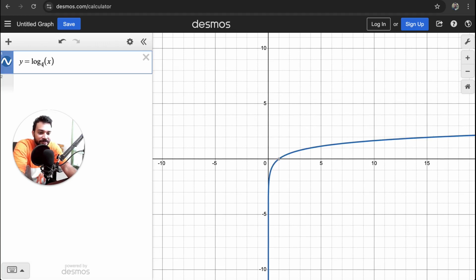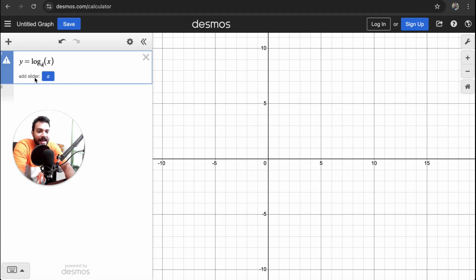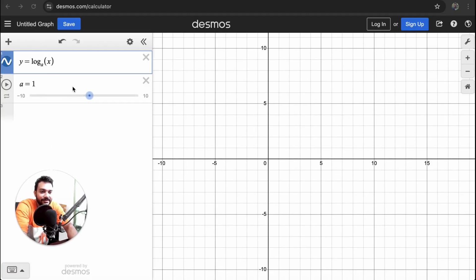Okay, let's vary the 4. Let's take 4 as a parameter. So a, add a slider. Let's see what happens. So a is equal to 1. When base is 1, it's not allowed. Log is not defined for base 1. Okay, the moment we increase the value of a, at a is equal to 1, it's not defined. After 1, 1.1, 1.2, 1.3, you see, it goes on.